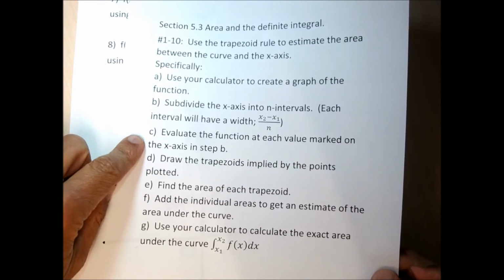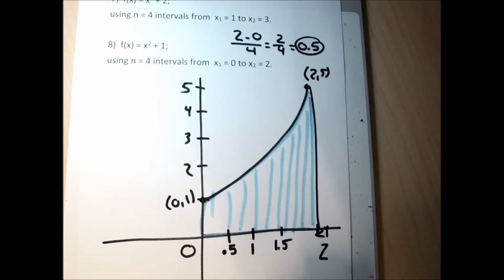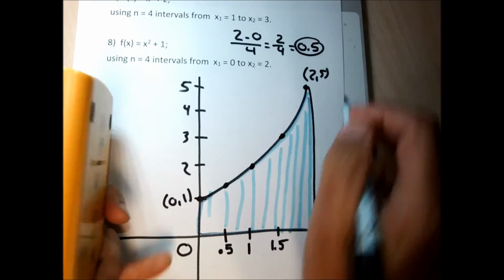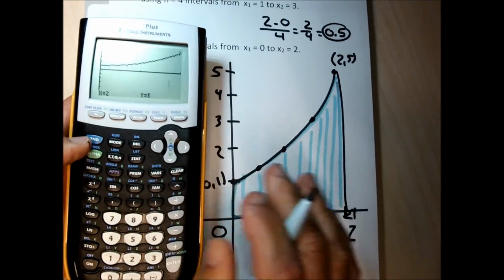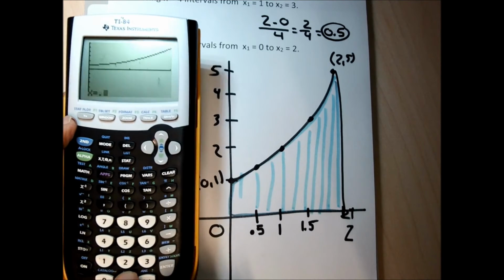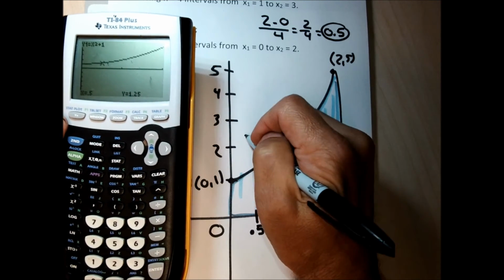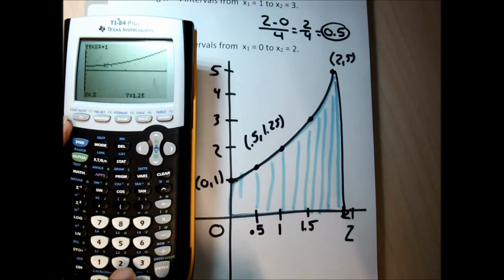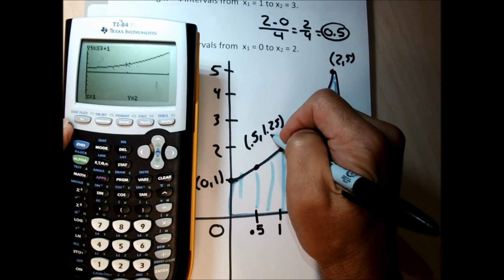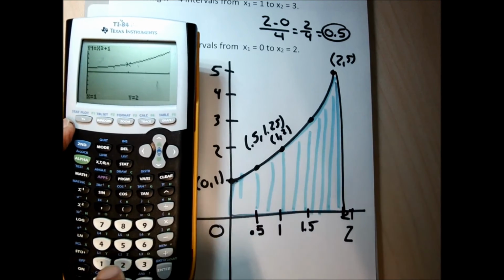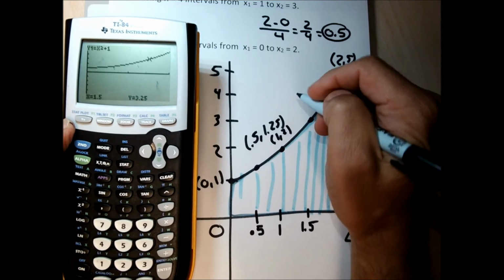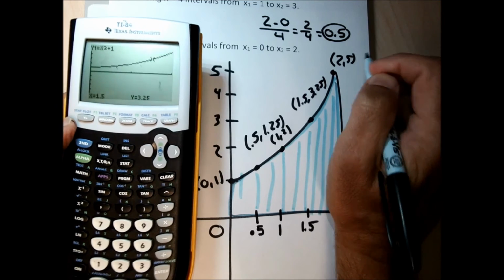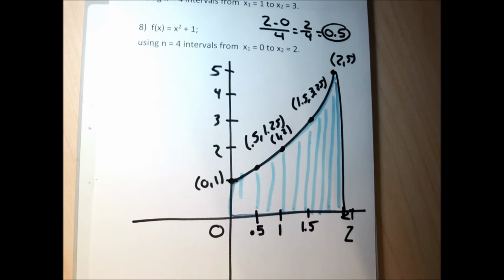Now for each number that I just put on the x-axis, I need to get a y, and I'm just going to cheat all day here. So I need to get this point, that point, and I already have that point. So to get the y values, I just go second calc value, type in 0.5, and that's the point 0.5 comma 1.25. And then type in 1, and this is the point 1 comma 2, and then type in 1.5, and I get the point 1.5, 3.25. So now I have all my y values in.